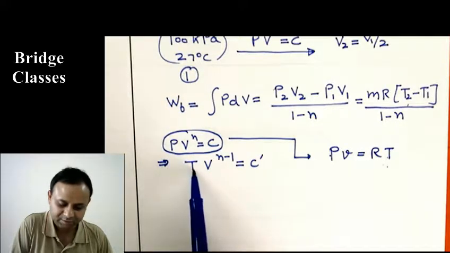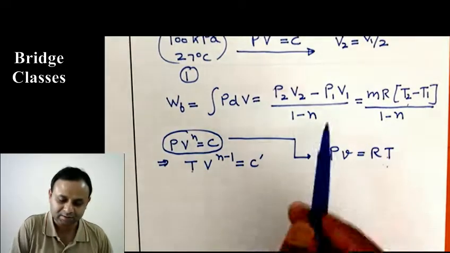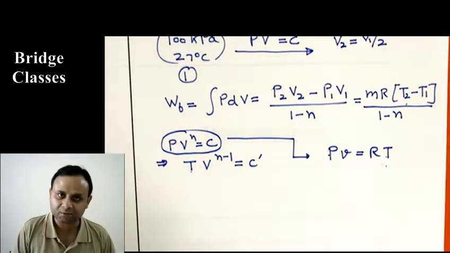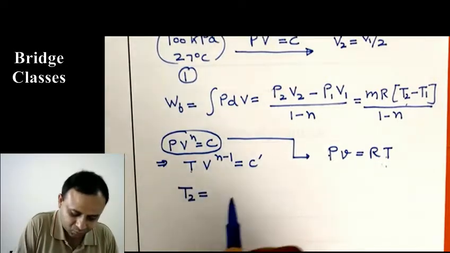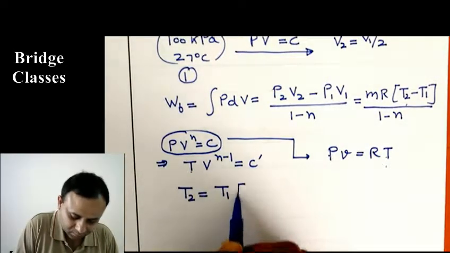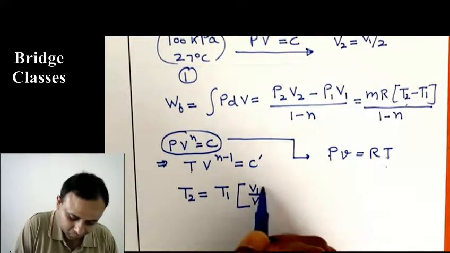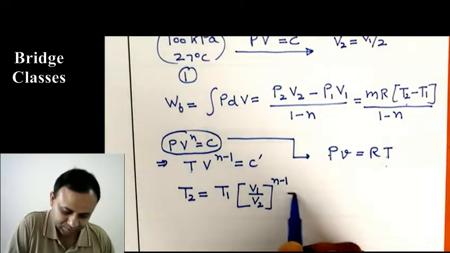So then it becomes T V^(n-1), which will be some other constant. Okay, but T V^(n-1) is constant. In this case, we can use this formula because we are given the volume ratios. It will be easier. So based on this, you get T2 is T1 times (V1 over V2) to the power n minus 1. Okay. And just plug in numbers.